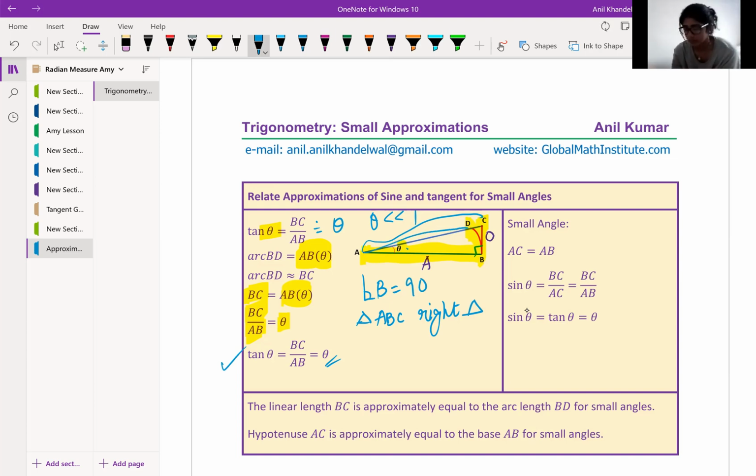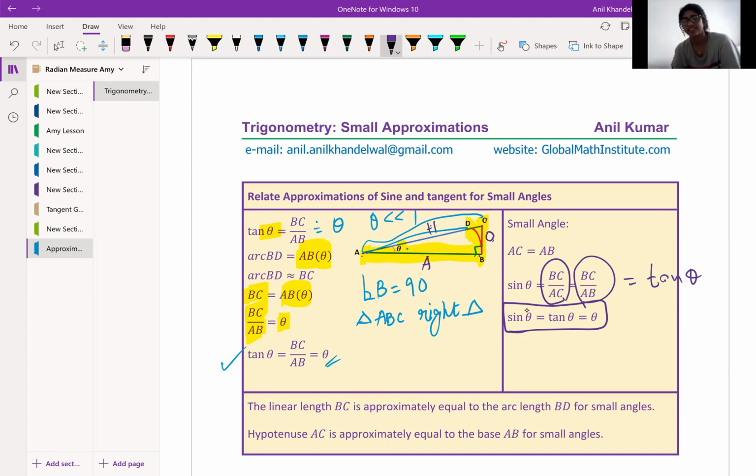Because theta is very small, we approximated the arc to BC. Now, if I approximate that, that is the hypotenuse we are talking about. Opposite over hypotenuse is sine theta, BC over AC. Now, if I'm saying AC is the same as AD, which is the same as AB, then it is the same as tan theta, BC by AB. You get the idea. And therefore, sine theta and tan theta both approximate to theta.